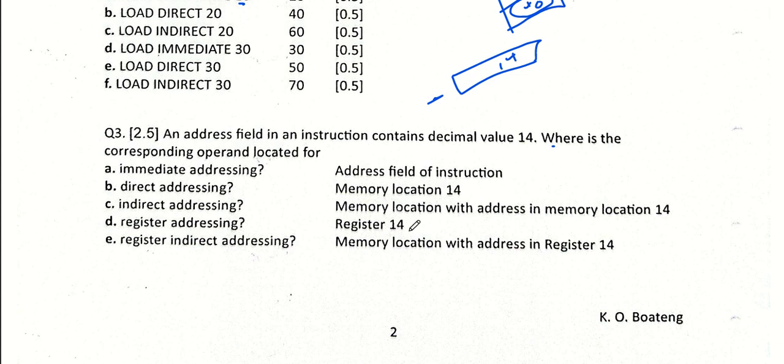So this is a bit confusing. But first we need the memory location of the address in memory location 14. So we'll go to location 14, and we'll use that memory location to go and find the operand. And the next one is register addressing, and it means that we are specifying register 14, but we'll just say the register name. Then register indirect addressing, so memory location with address in register 14.